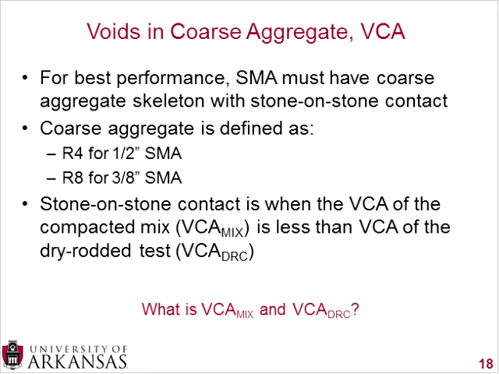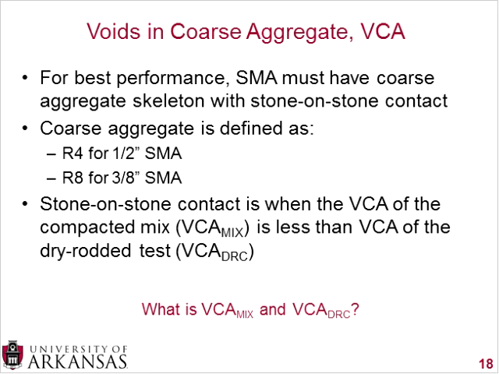So the stone-on-stone contact is, and I believe I'm missing a word there. Oh no, I'm not. I apologize. The stone-on-stone contact occurs when the VCA of the compacted mix, which is VCA mix, is less than the VCA of the dry rodded test, which is the VCA DRC.